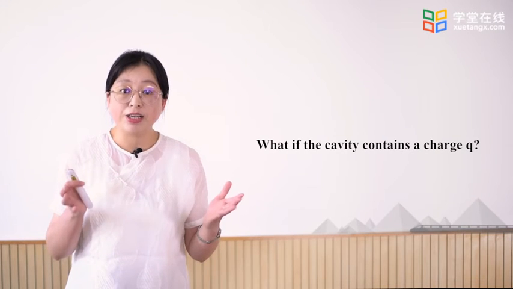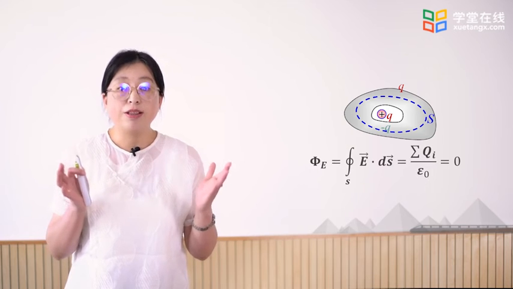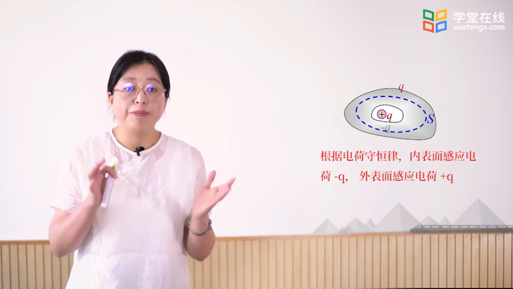Then, what if the cavity contains a charge Q? Please look at this figure. A Gaussian surface is chosen inside the conducting shell. By applying Gauss's law, the flux is zero. Since the charge in the cavity is plus Q, the charge of equal magnitude and opposite sign must be induced on the inner surface so that the net charge enclosed by the Gaussian surface is zero. Correspondingly, additional plus Q is also induced on the outer surface because the net charge carried by the conductor must be conserved.